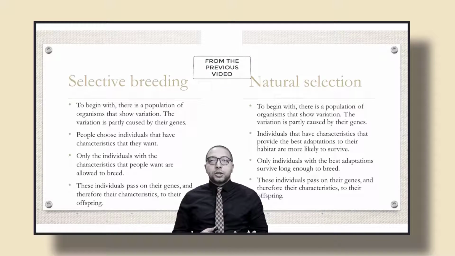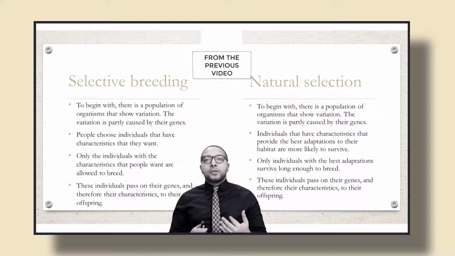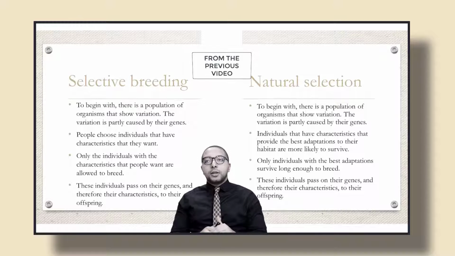That's through adaptation. Individuals that have characteristics that provide the best adaptation to their habitat are more likely to survive. So in selective breeding, as humans have decided, only the individuals with characteristics that people wanted are going to breed, while in natural selection, only individuals with the best adaptation survive.